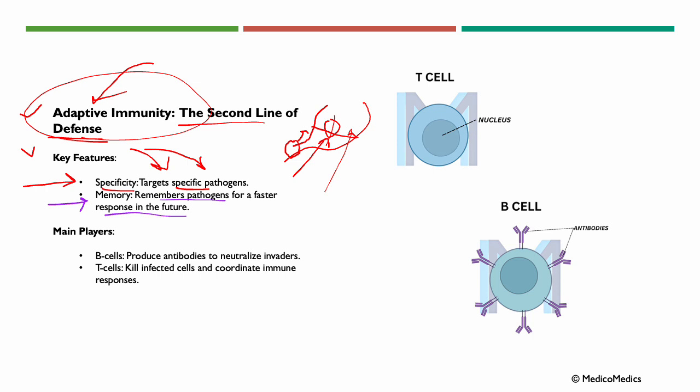And the main players in our adaptive immune system are B cells that produce antibodies to neutralize invaders. And we have T cells. These kill infected cells and coordinate immune responses. So our adaptive immunity is like a personalized defense system. It learns from experience. It remembers past threats. And then it develops very precise weapons to fight off specific invaders. And these precise weapons that are developed are called antibodies.